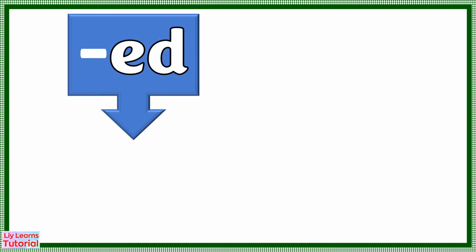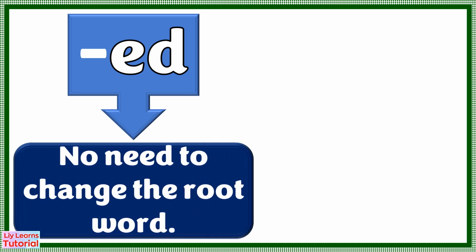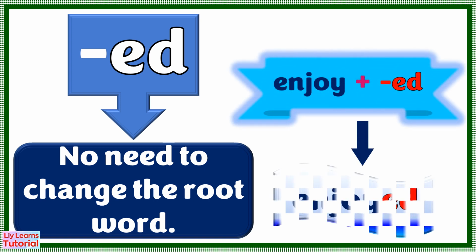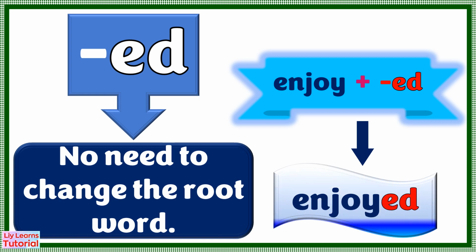To add ED to many words, you do not need to change the root word at all. Just add ED. For example, when we add ED to the word enjoy, it becomes enjoyed. We simply copy the root word, then add ED.